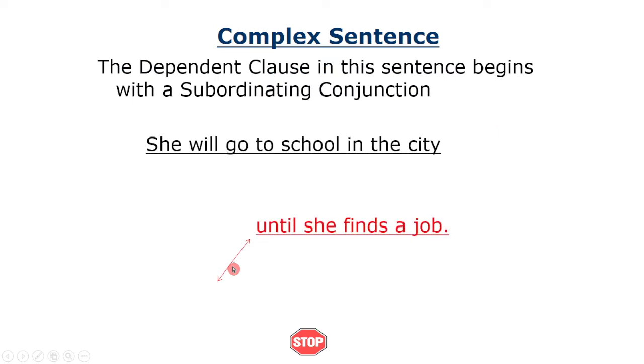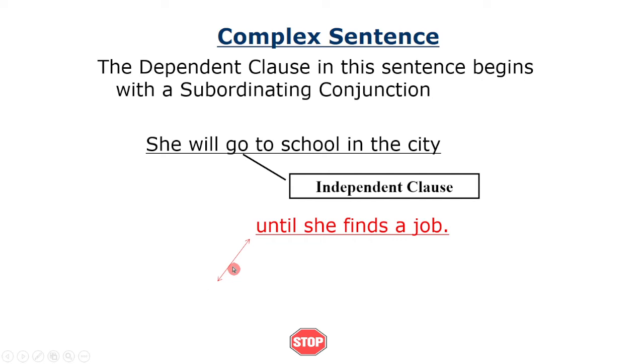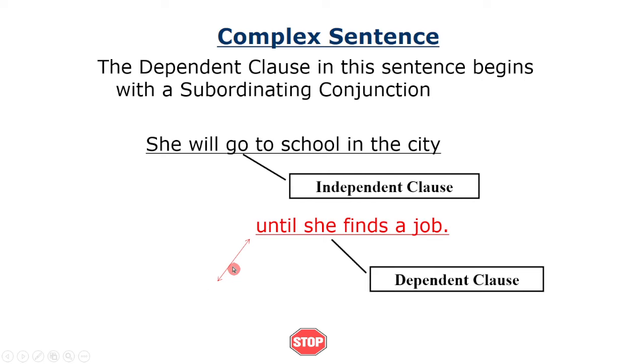Complex sentence. In this sentence, begin with the subordinate conjunction, like "until she finds a job, she will go to school in the city until she finds a job." Subordinate conjunction, dependent clause, independent clause.